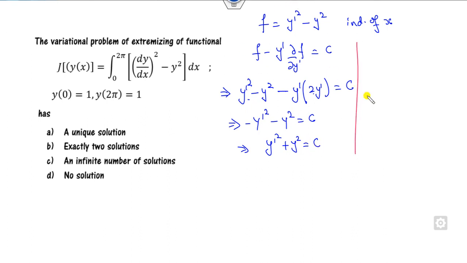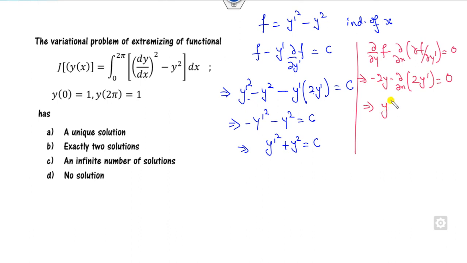Or you can also start from this case b if you want. That could be easier for you, it's your choice. So what is the partial derivative? Minus 2y, and the partial derivative with respect to y dash is 0. So what is the meaning of that? y double dash plus y is equal to 0. So the solution is c1 cos x plus c2 sin x from here.